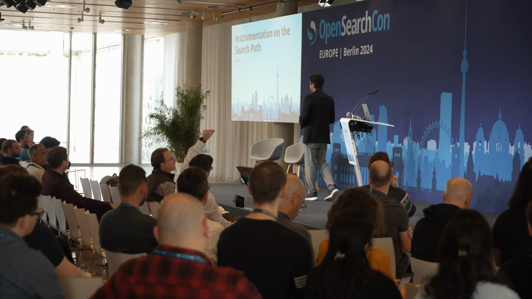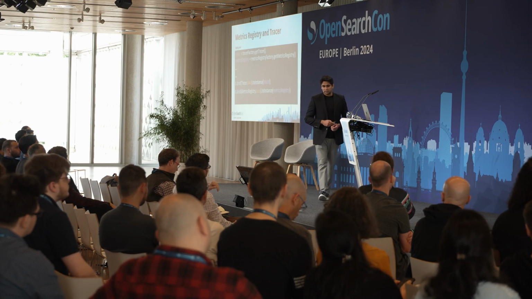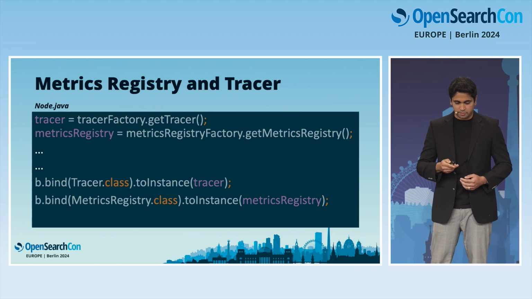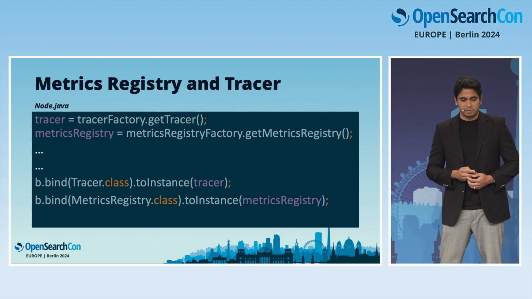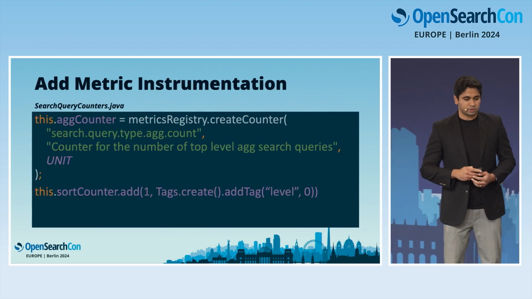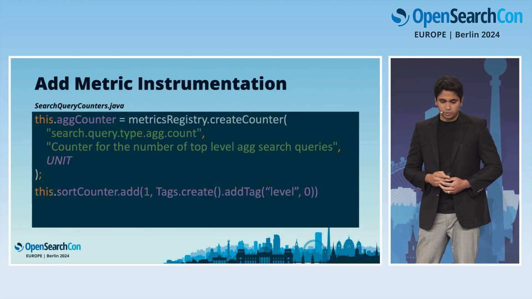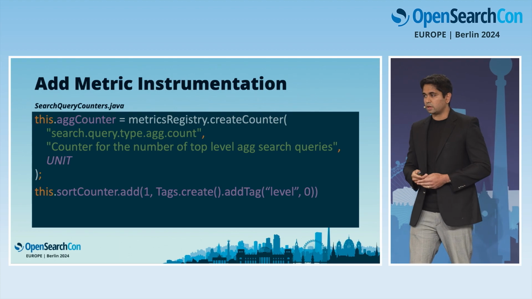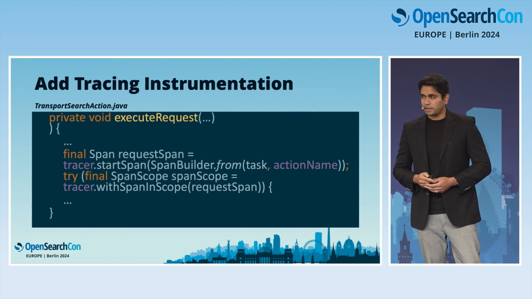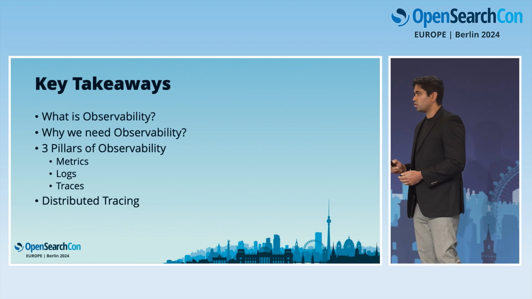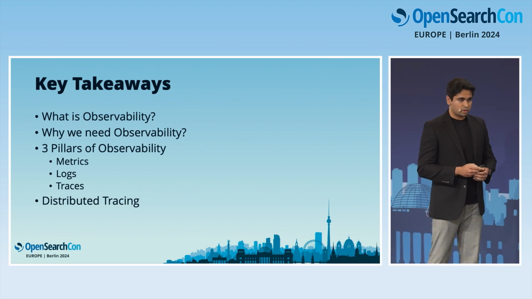In the end of the talk, I want to talk about instrumentation on the search path and how we use OpenTelemetry. I think we're almost out of time, but let me take a minute more. We essentially create a tracer and metrics registry. We can inject that in transport search action, which is the entry point for search, and create counter methods to create the counter. Let me skip the code examples in the interest of time. I have a link at the end of the talk if you're interested in the details of the code.